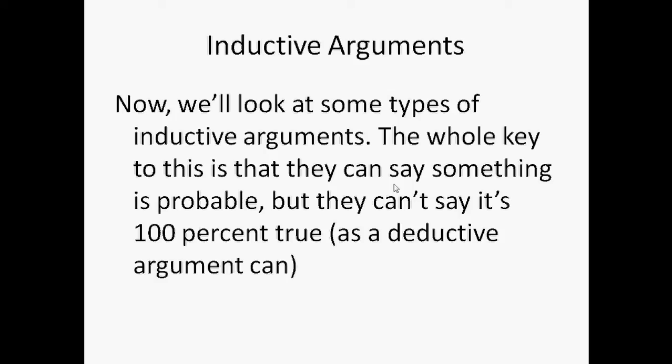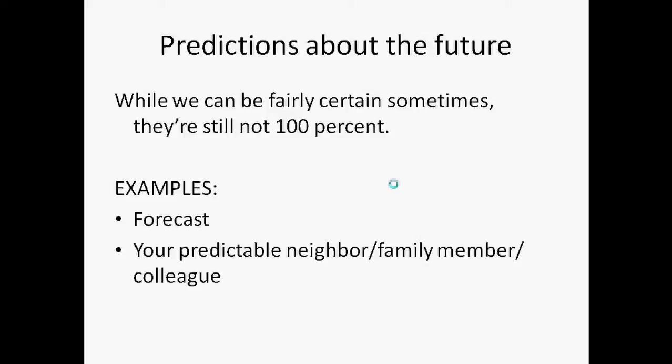Basically, they're saying that something's probable. It's not 100% true. It can be very likely true. It can be 99.99% true, but it's still not 100%, and that's the key that makes it inductive, is it's not 100%. Examples of this, we can say predictions about the future is a type of inductive argument. We can be fairly certain, but they're not 100%.